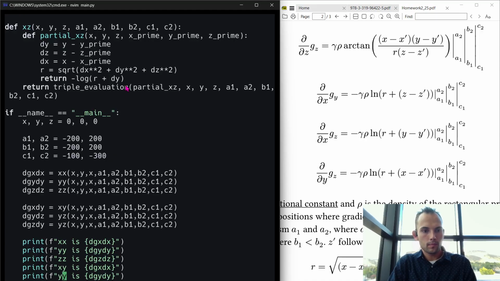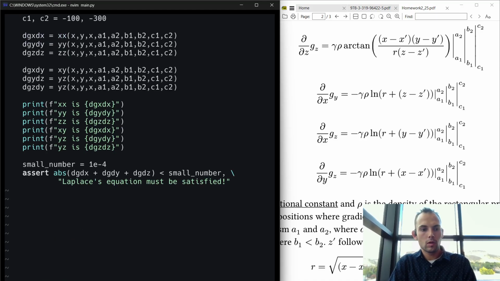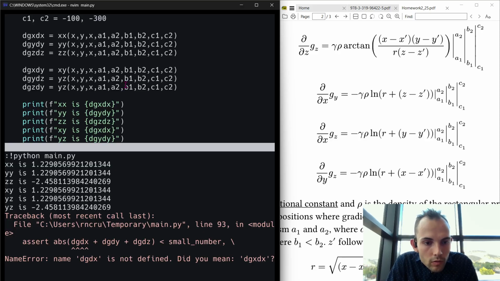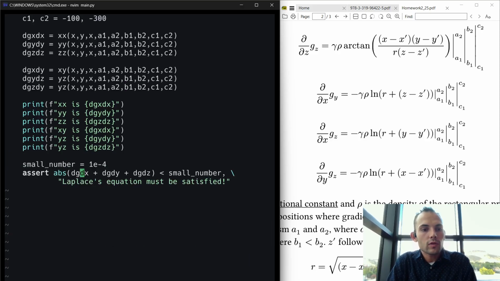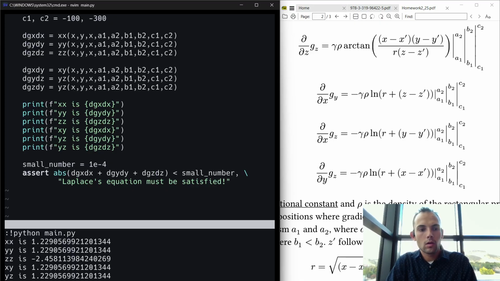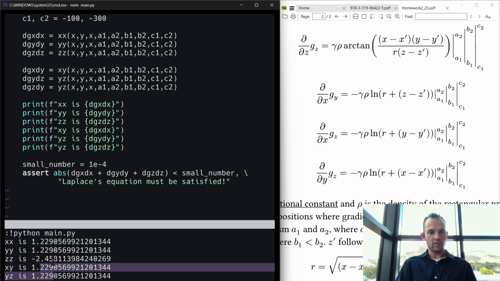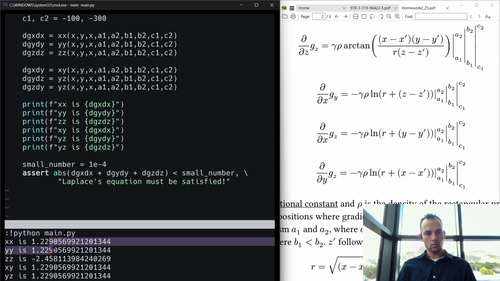X, Y, YZ, so see if this looks really abs. Oh, assertion failed because nothing is defined anymore. Okay, the assertion passes. You know, what the hell? Why are these the same as those? Is that supposed to happen like that?